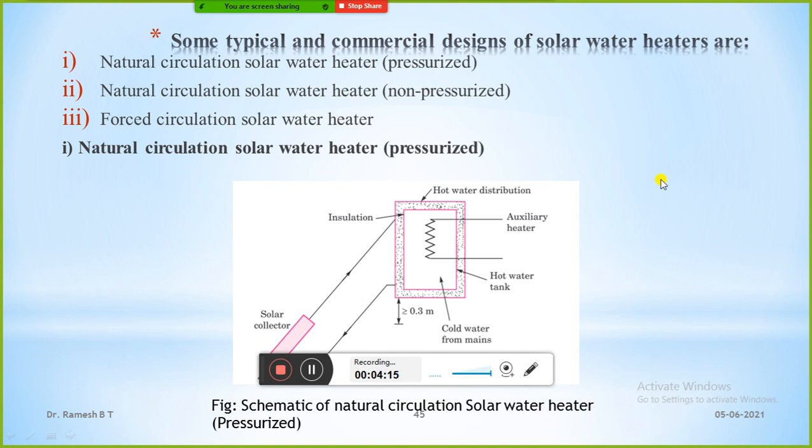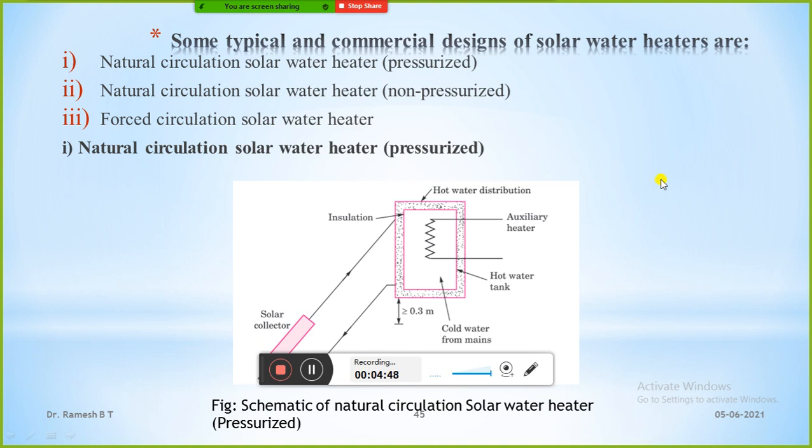First we go with the first one. It is called a natural circulation solar water heater, which is pressurized. This type of solar water heater we commonly see in our houses. Most houses have a solar water heating system, and the system we are using for our house is mounted on the terrace. Yes, that is what we call a natural circulation solar water heater, that is pressurized.